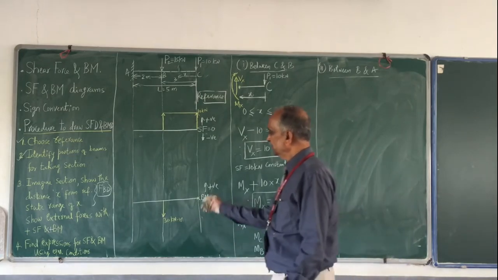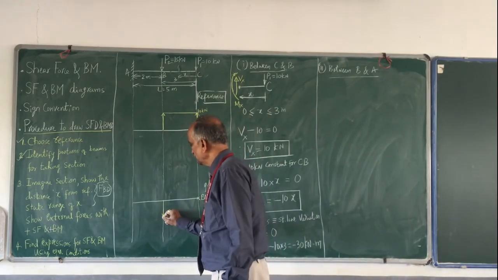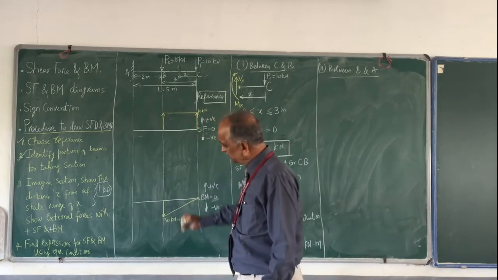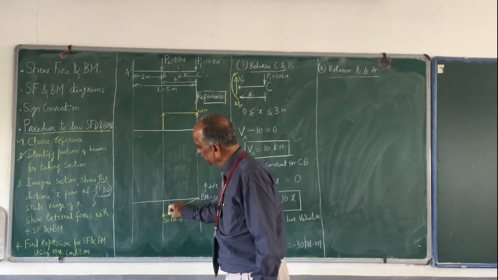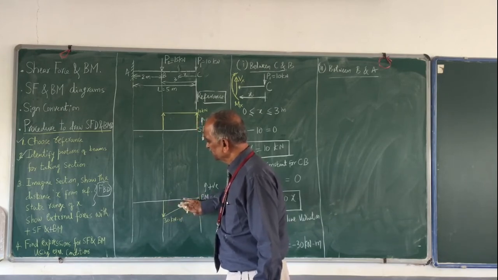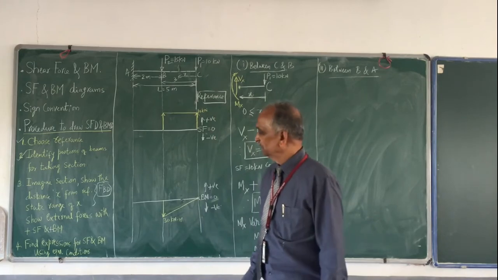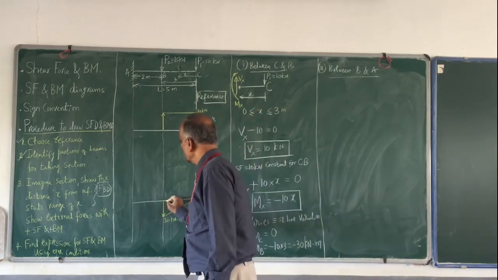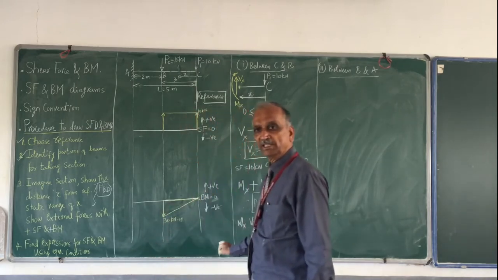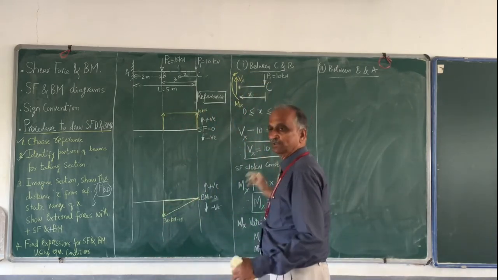Then how is the variation in between? I know that it is a straight line variation. Therefore, join like this. Some people draw it like this, or some don't draw it. Just understand. Now this line is also made sometimes. I hope it's clear. So this is what I mean by between C and B.